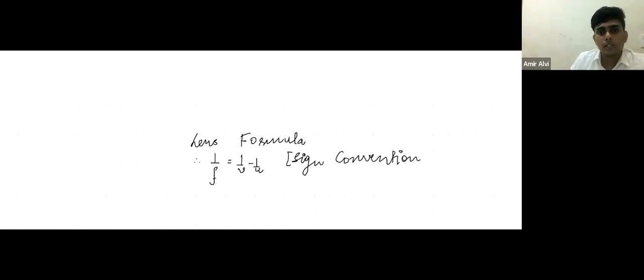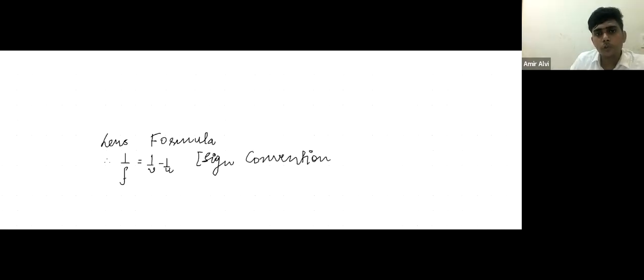Okay, so this is the lens formula. Is this clear to all of you? You have to use the proper sign convention.